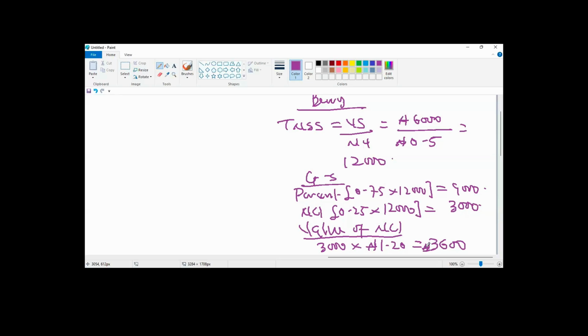Any issue? Is it clear? Yeah, it's okay. So if you don't give me the percentage, you must give me the number of shares acquired by the parents.